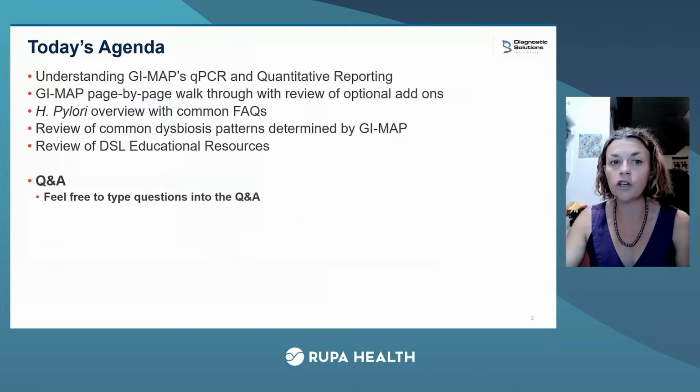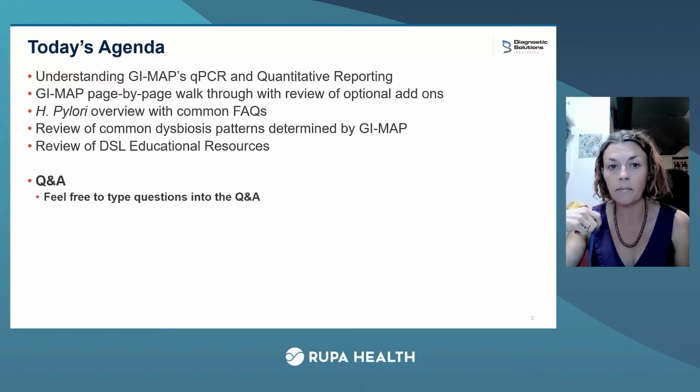Today, we're going to go through a brief intro to the GI map and the quantitative reporting using quantitative PCR. That's a really important aspect of reading and interpreting the test, and I feel like that's an area where a lot of people have confusion. We're going to do a quick page by page walkthrough, to familiarize yourself with the layout of the report. In my opinion, one of the big strengths of the GI map is its organization and its brevity. The fact that we give you this amount of clinical relevance and actionability in only 5 pages is really remarkable for a test like this.